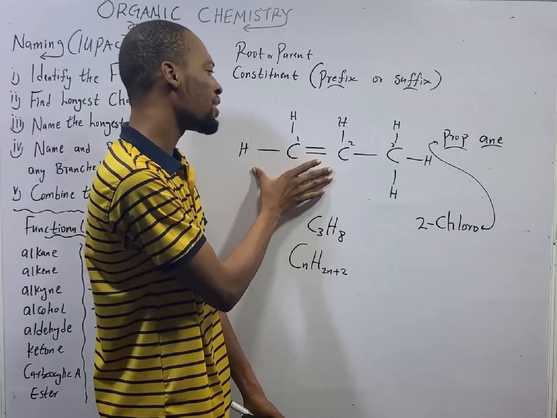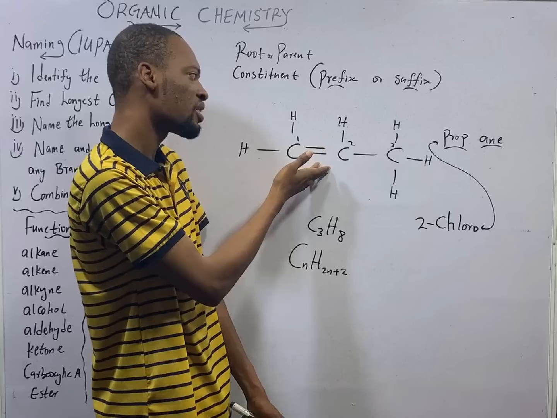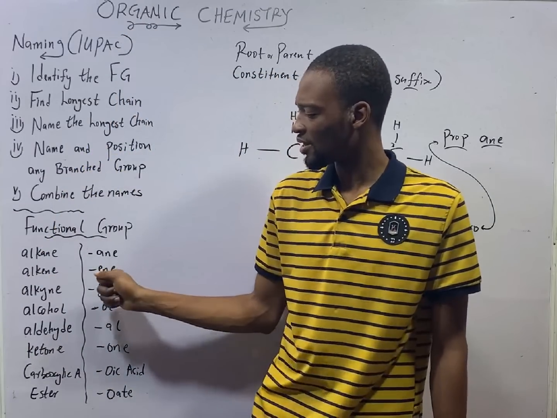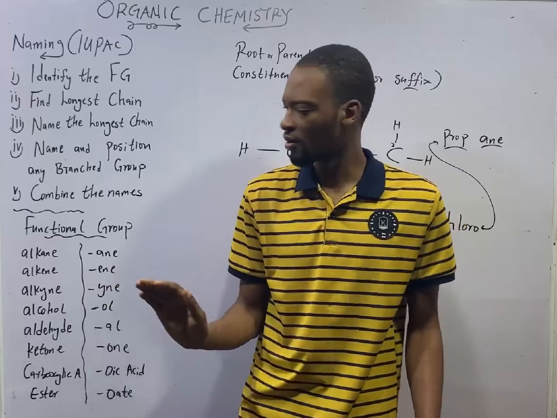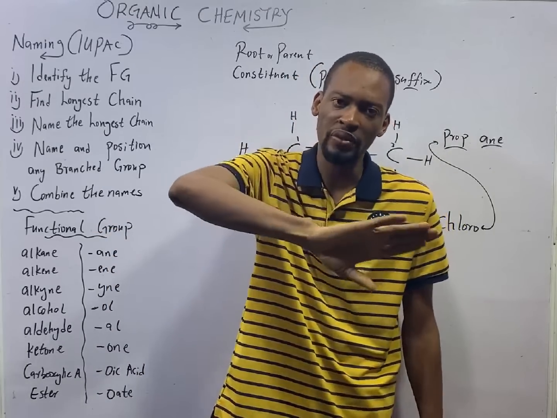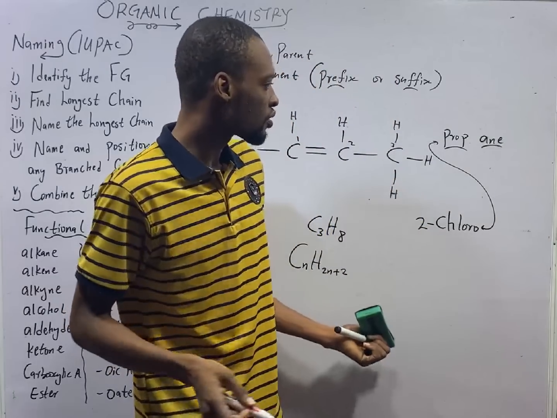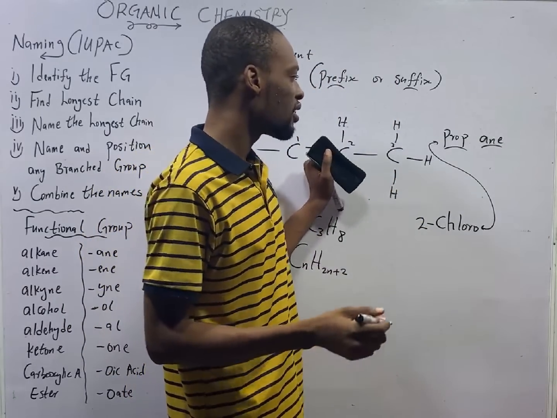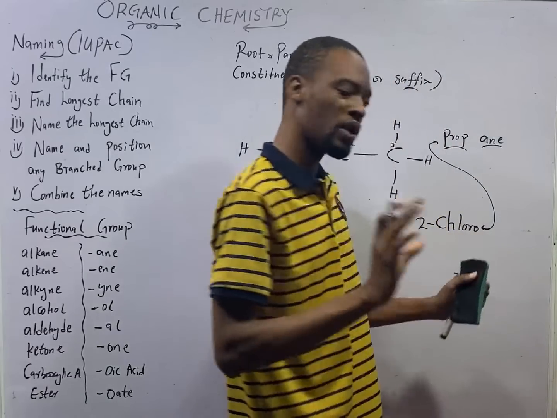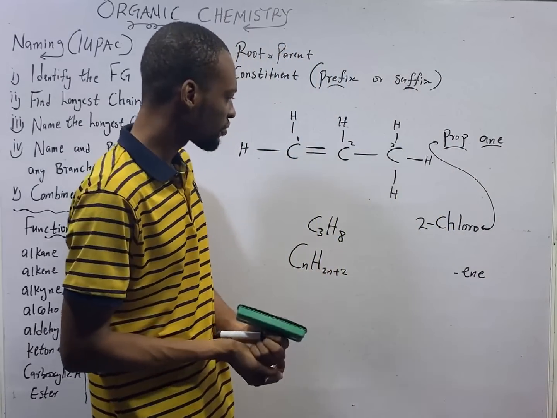The functional group here is a double bond. So this is now an alkene. For alkenes, -ene will be there because functional groups are usually the suffix. The functional group will be at the end of the name of the compound. So we are sure that for this compound, the name will end with -ene. We are so sure of that.